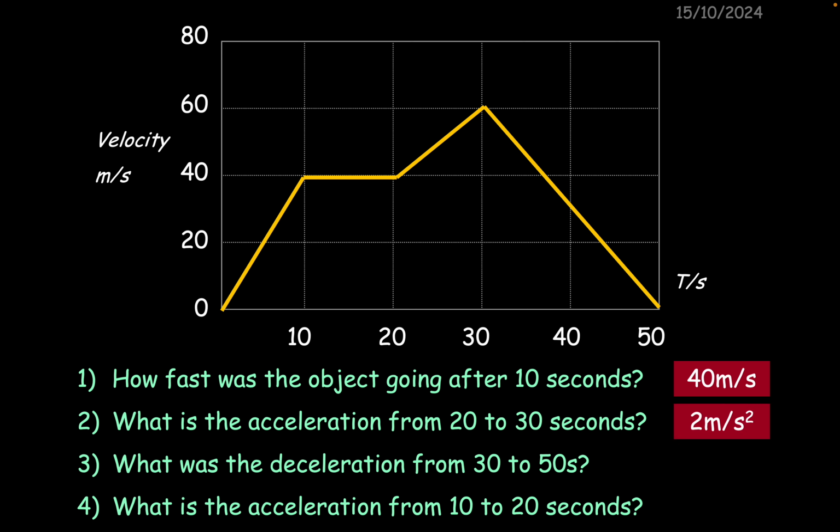And the deceleration from 30 to 50, remember, is final velocity, which is 0, minus 60, divided by the time it took to do that, 20 seconds. Minus 60 divided by 20 seconds should give you minus 3 meters per second squared. But they've said deceleration, so you can put it in the positive. Okay? And what is the acceleration from 10 to 20? Same thing, work it out. If you want to pause, the answer is coming up on the screen in a second. 3, 2, 1, and here's the answer.